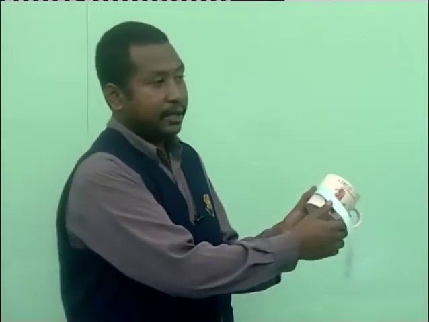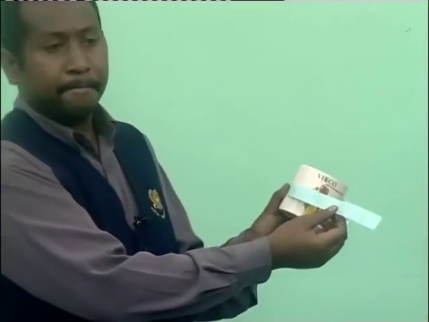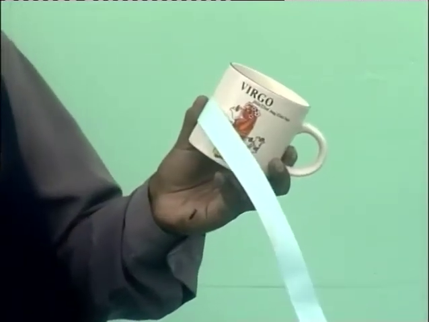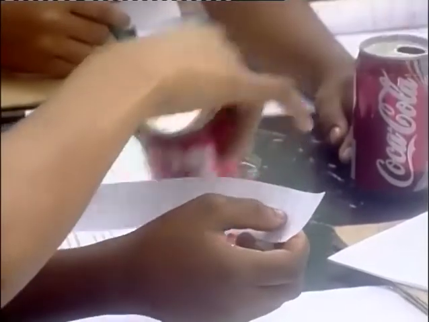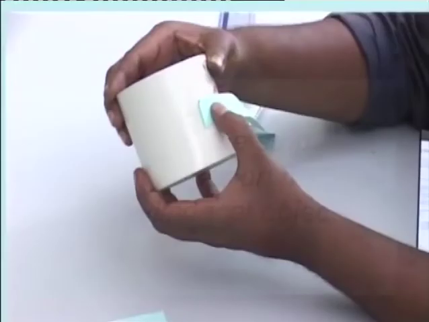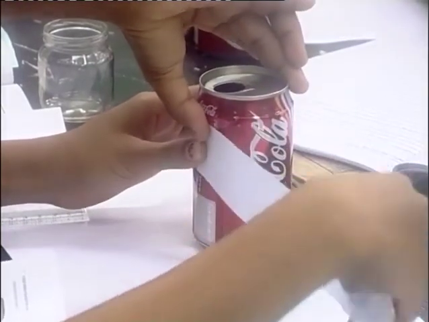You place the strip of paper onto the cup or the cylindrical object like this. Okay? Step 1, place the strip of paper on the cylindrical object. So you should place a strip of paper like this on the cup or the cylindrical object. Do we all have that? And then you start wrapping around.